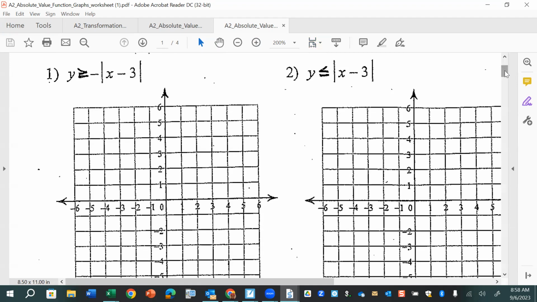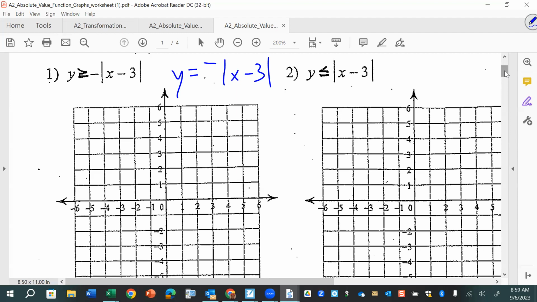All right. So step one, pretend it's an equal sign. And if you go back to your graphs, describe the absolute value. What letter does that look like? It's a V. Okay. So this whole worksheet, all V's.